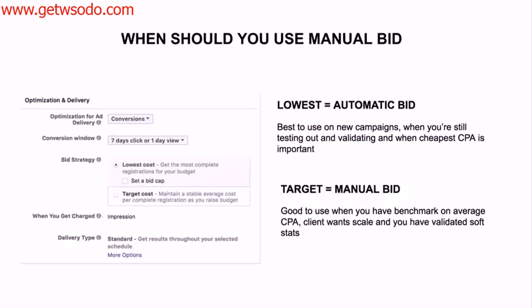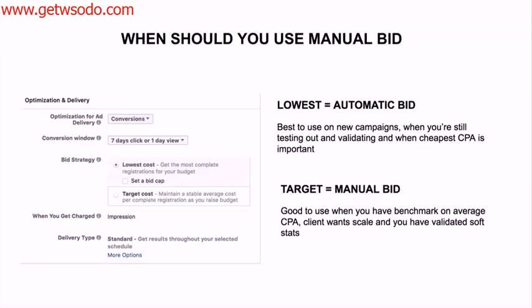So when should you use manual bid? Well, typically when you launch a brand new campaign, don't even think about it. Don't even touch manual bid. In fact, just leave it on automatic. It's the default setting and it's called lowest cost. Lowest cost is essentially automatic bid where Facebook tries to get you the cheapest amount. So this is best when you're launching new campaigns, you're still trying to figure out the average cost per acquisition, and also when your soft stats are not the best. So you're still trying to figure out good creative, CTR, CPCs, etc.